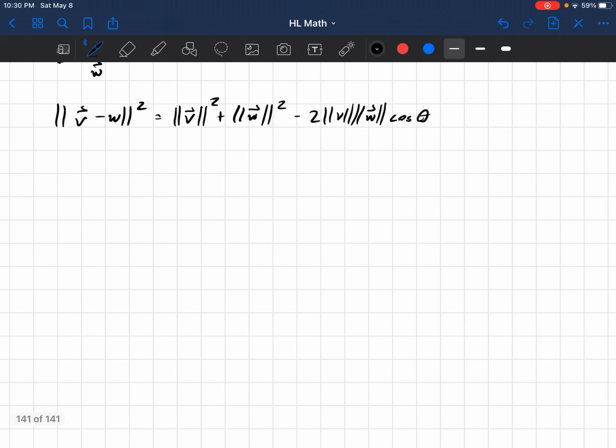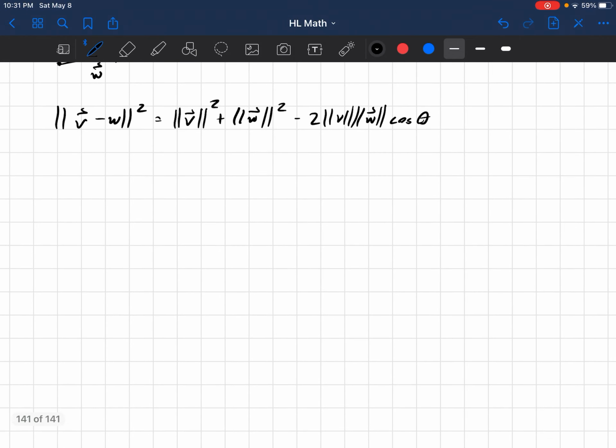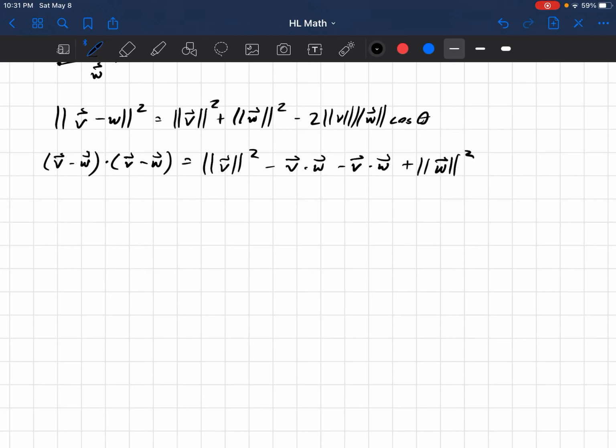Okay, and now what we can realize is that the magnitude of V minus W squared represents that vector dotted with itself. It represents V minus W dot V minus W. And I'm not going to write the whole left side again. But now remember that the dot product is distributive. So let's just FOIL this out, right? So we get V dot V, which is the magnitude of V squared, minus V dot W minus W dot V, and the dot product is commutative, of course, so that's also the same as minus V dot W. And then we get negative W dot negative W, which is plus magnitude of W squared.